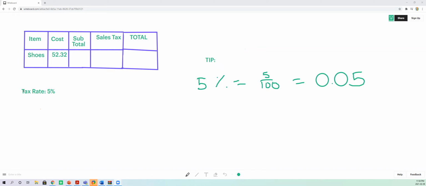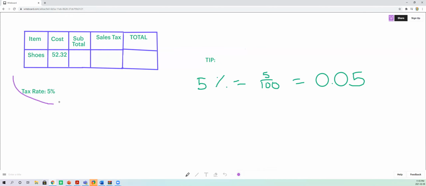goods. So I created this kind of makeshift column over here of the item that this person wants to purchase, which is shoes for $52.32. The person does not know the subtotal nor the sales tax total or the grand total, but we do have the information that's most important to this calculation, which is the tax rate. And the tax rate right over here is 5%, okay? Very important to know. We always need to know the tax rate when we're figuring out how to calculate the final price of a product.